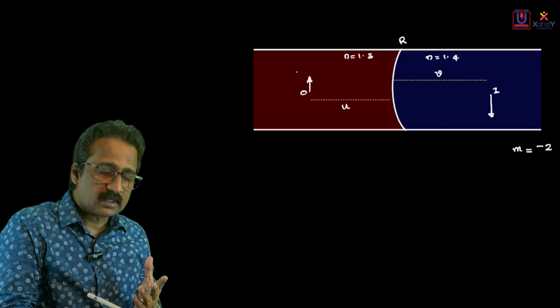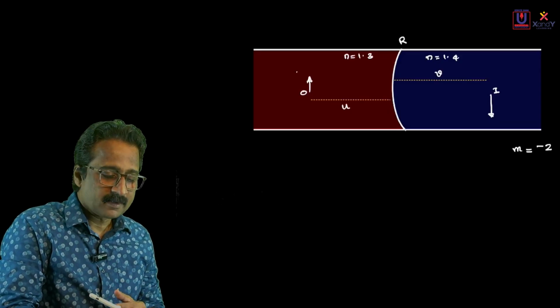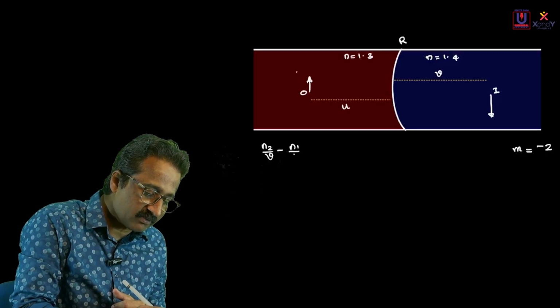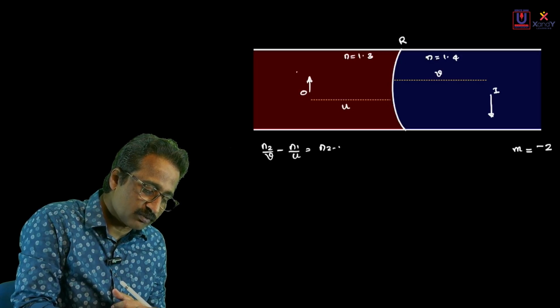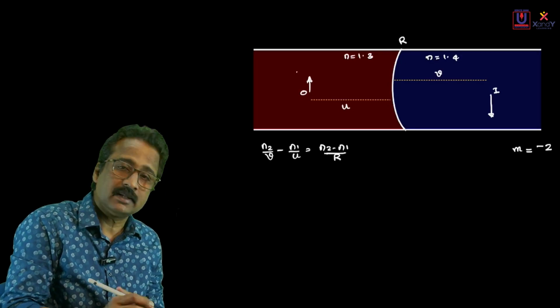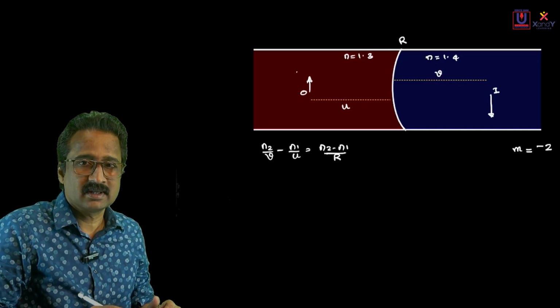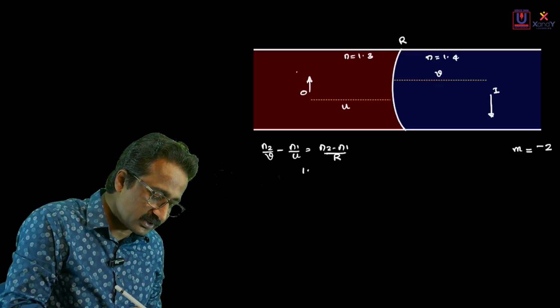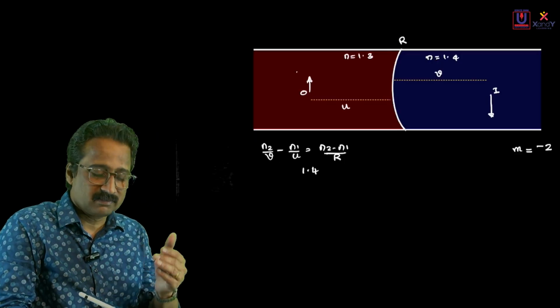Now let's apply the distance formula here. You know that for any spherical refracting surface, n2 by v minus n1 divided by u is equal to n2 minus n1 divided by r. That is the equation connecting the distances in a spherical surface. Now let's put in values. Of course, n2 is 1.4 here because that's the second medium.